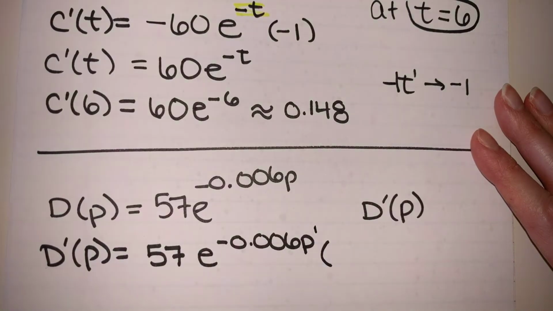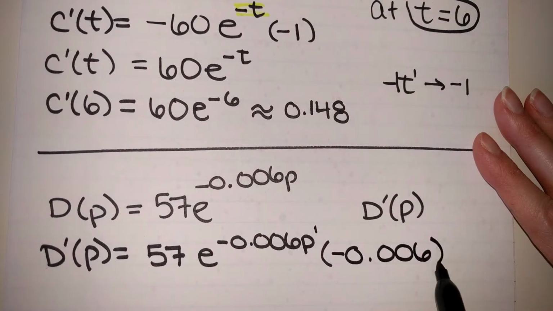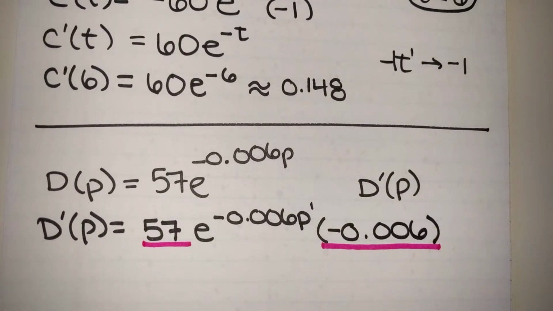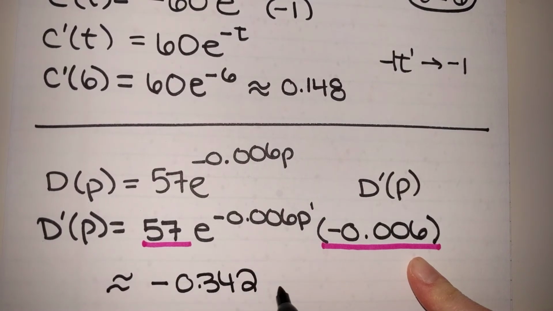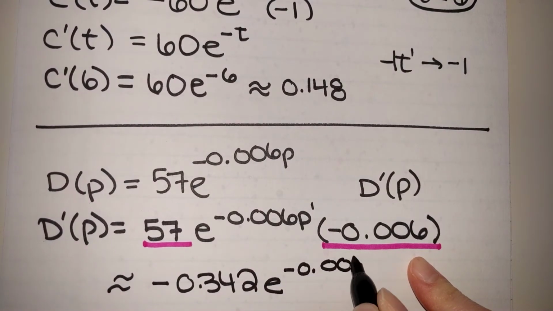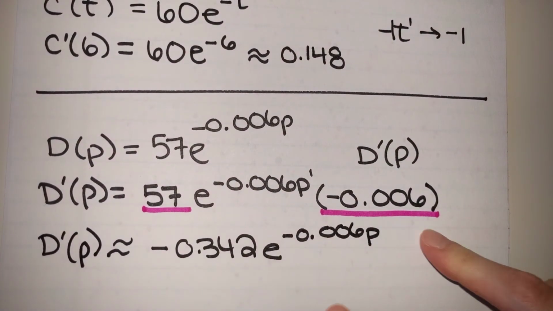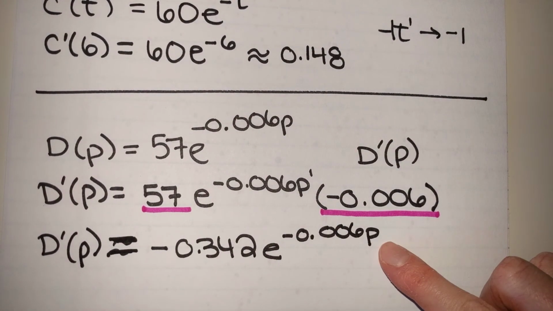And again, because this exponent is p to the first, that derivative will be negative 0.006. Usually what will happen is something here at the end will combine with something at the front, so we can multiply the 57 times the negative 0.006, and that will give us approximately negative 0.342 e to the negative 0.006p. And that is a perfectly acceptable answer because that represents our marginal demand function. Actually, there's an equal sign there. That represents our marginal demand function for any price p.